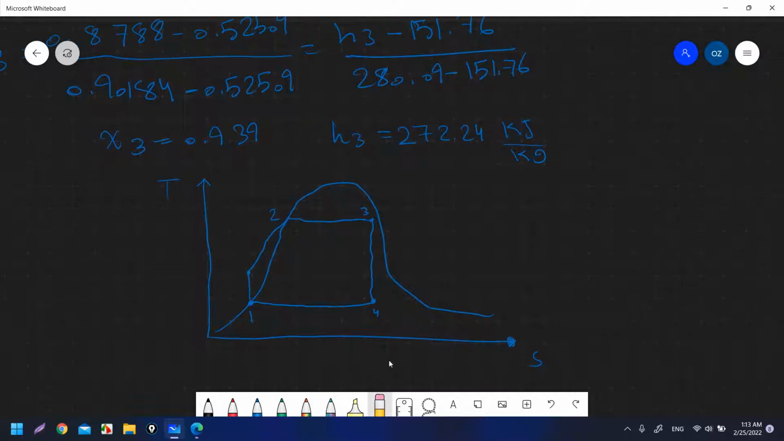Okay, let's remove this one like this, because X4 is about 0.93, so it is better to draw it near state 4. Okay, so it is like this, the cycle, and as you can see that T2 is equal to T3.